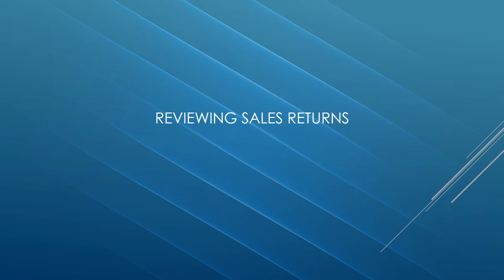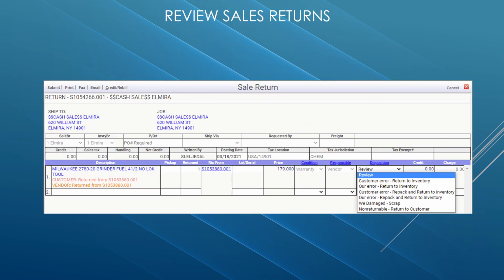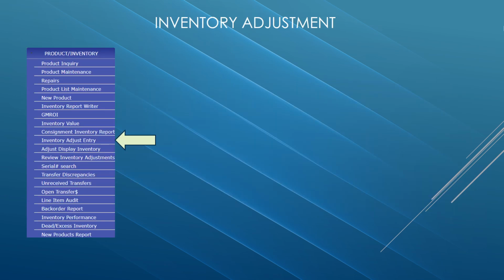Reviewing sales returns. This is used to manage sales returns that need further processing. Normally, a salesperson is allowed to start the return process, but someone else must make a decision to return to stock, scrap, or return to the vendor. Here's an example sales return where you can change the disposition and return, repair, or scrap as necessary.